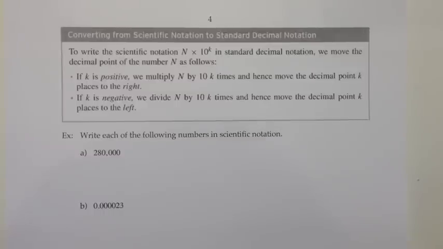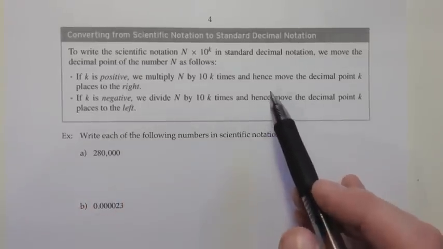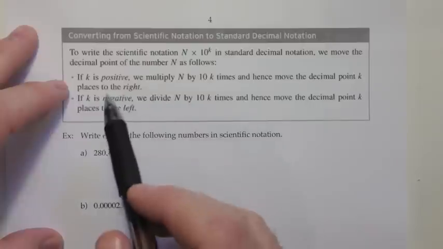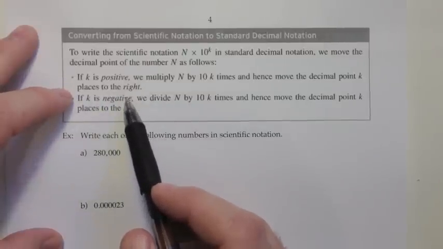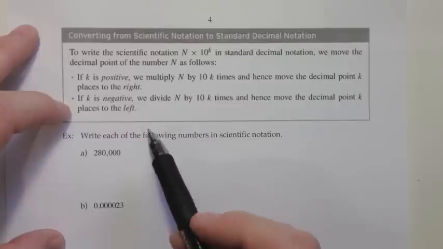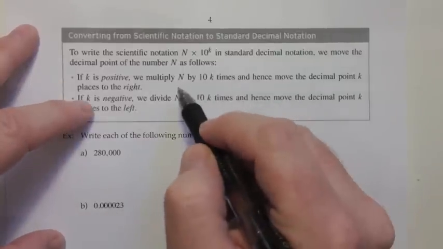I think that rule is pretty good. I would just caution you against memorizing this only. If you just say, if k is positive, I'm going to move to the right, and if k is negative, my decimal is going to move to the left, I think that's really easy to get mixed up. So I think the middle part is very important.